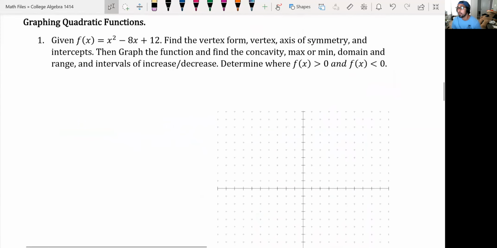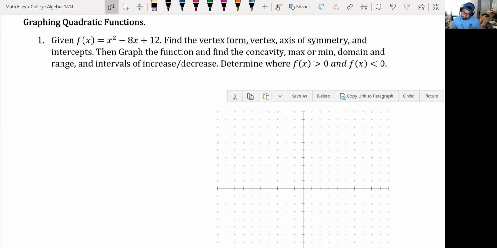Okay, so let's get started. Given the function x squared minus 8x plus 12, find the vertex form, find the vertex, the axis of symmetry, the intercepts, graph it, find concavity, max or min, domain and range, intervals of increase or decrease, and determine where the y values are above the x-axis and where the y values are below the x-axis. Man, that's a lot, right?